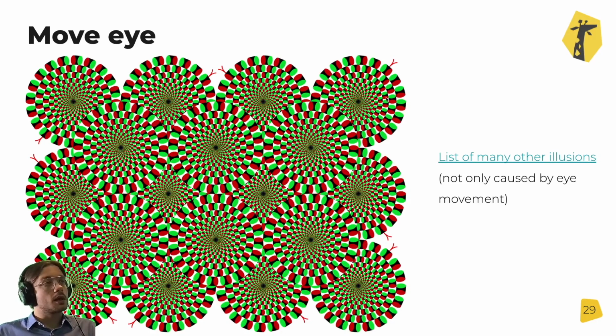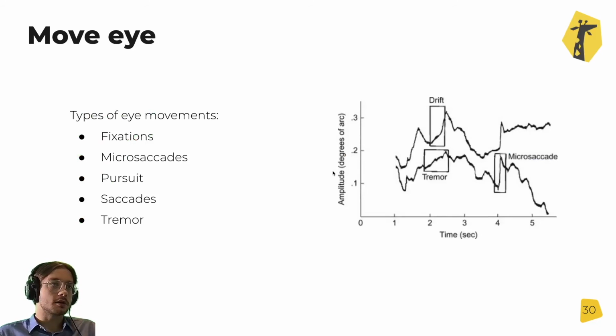Another way to improve the vision system is to move the eyes. This is an optical illusion. If you look at one disc, you will think that the other discs are moving around, but in fact this is not happening. This is caused by the phenomenon of saccades. By the link you can find a list of other optical illusions, not all of them caused by eye movement, but this one is.